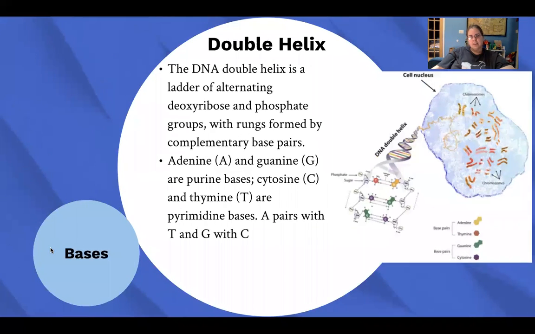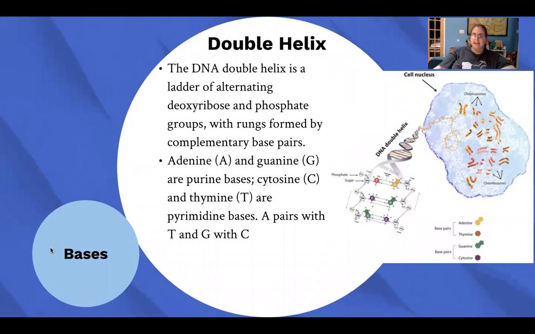All right, let's talk a little bit about the double helix. So DNA, as we saw in lesson 1, is known to be a double helix, meaning that there are two strands that are twisted together. So the DNA double helix is a ladder of alternating deoxyribose and phosphate groups. So on the outside portions of the ladder, we have the sugar, which is deoxyribose, and phosphate. So there's sugar, phosphate, sugar, phosphate, sugar, phosphate. And on the other side, same thing. Sugar, phosphate, sugar, phosphate, sugar, phosphate.